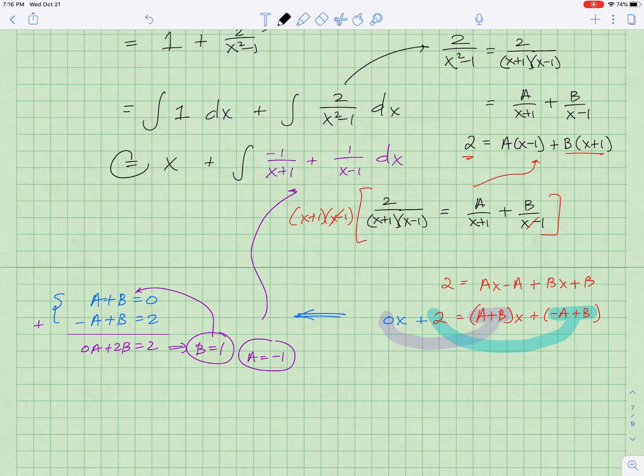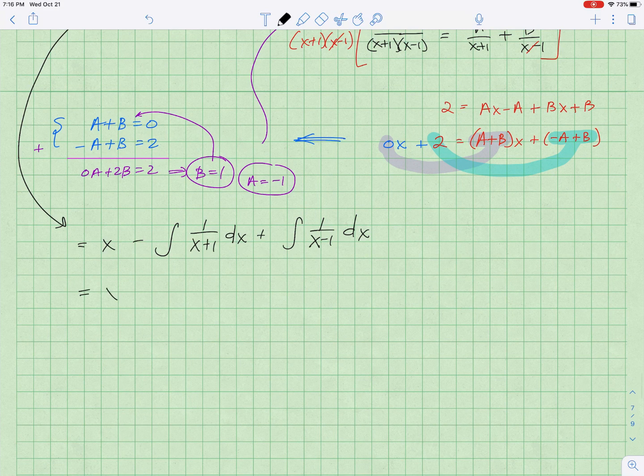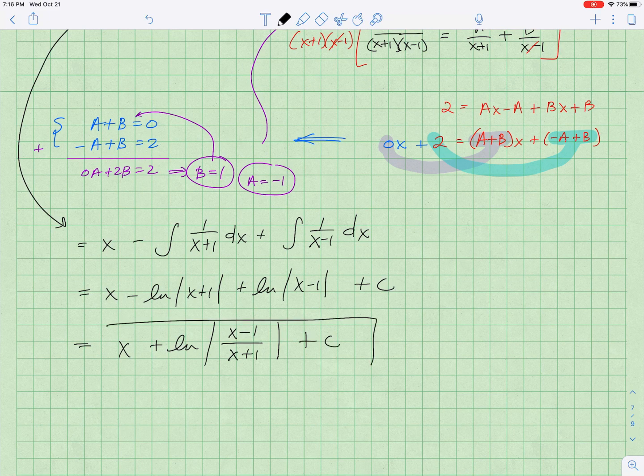And what I'm going to end up with now is x minus the integral of 1 over x plus 1 dx plus the integral of 1 over x minus 1 dx, which is x minus the natural log of the absolute value of x plus 1 plus the natural log of the absolute value of x minus 1 plus c, which is x plus the natural log of the absolute value of x minus 1 over x plus 1 plus c. And that is our antiderivative.